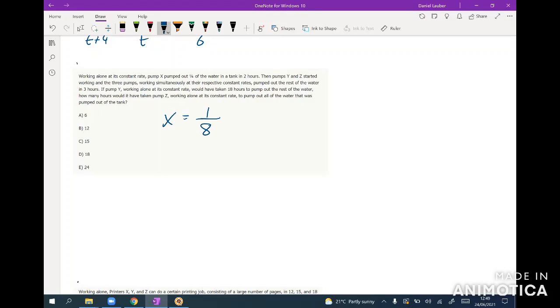So all of them together would take 4 hours to do the whole job. So we can say X plus Y plus Z equals 1 over 4. If pump Y, working alone at its constant rate, would have taken 18 hours to pump out the rest of the water, so Y would have taken 18 hours to do 3/4 of the job. So in other words, 24 hours to do the whole job. So Y must be 1 over 24.